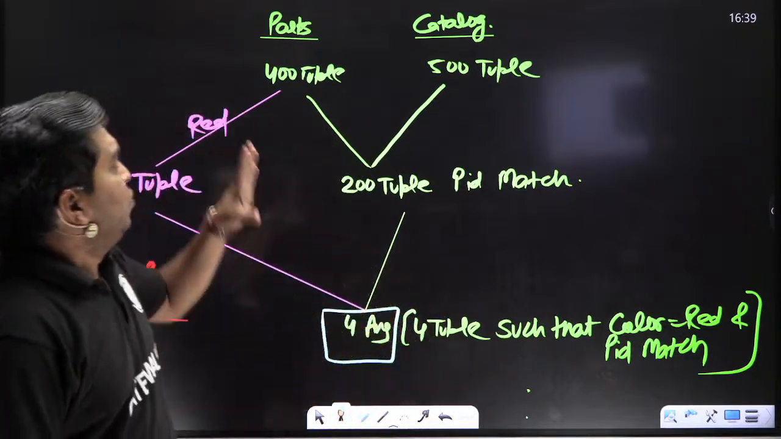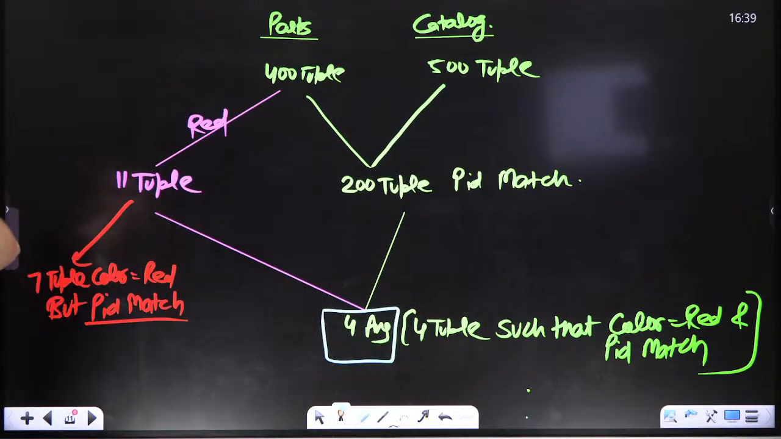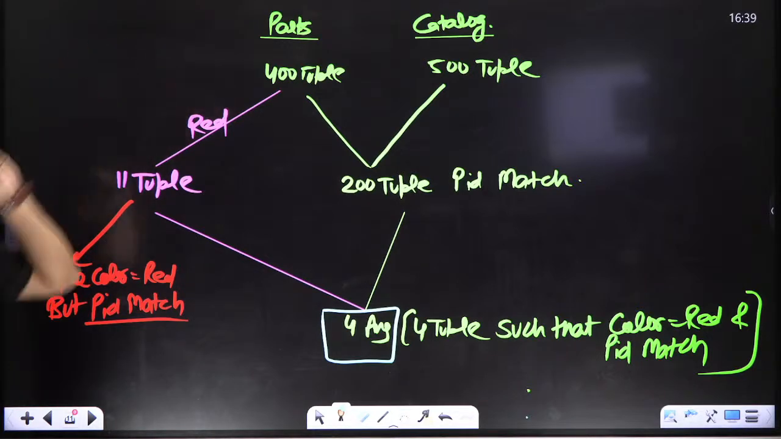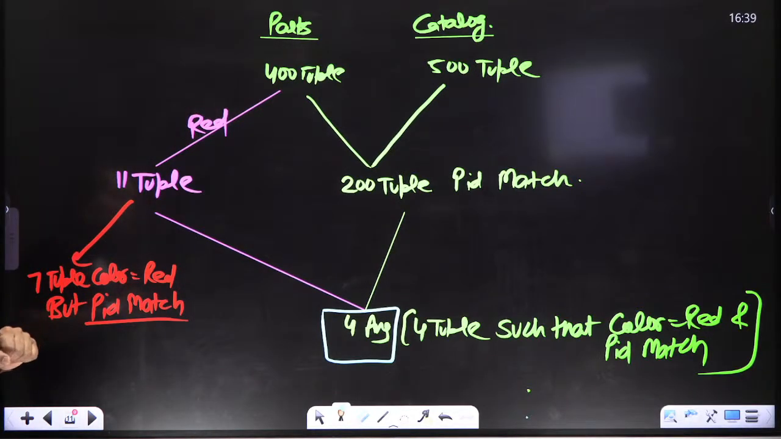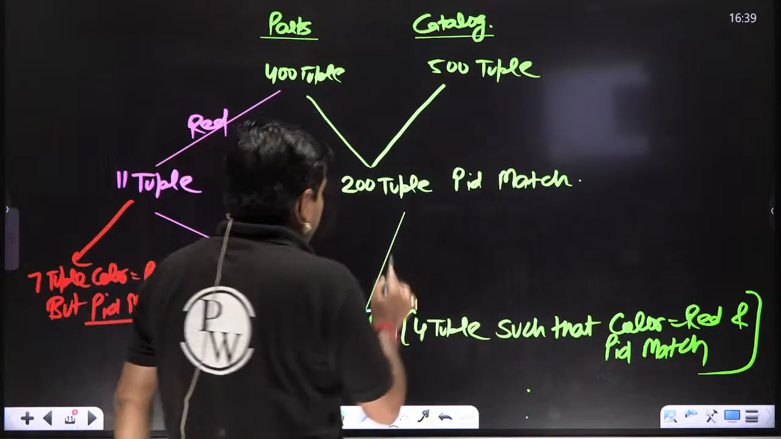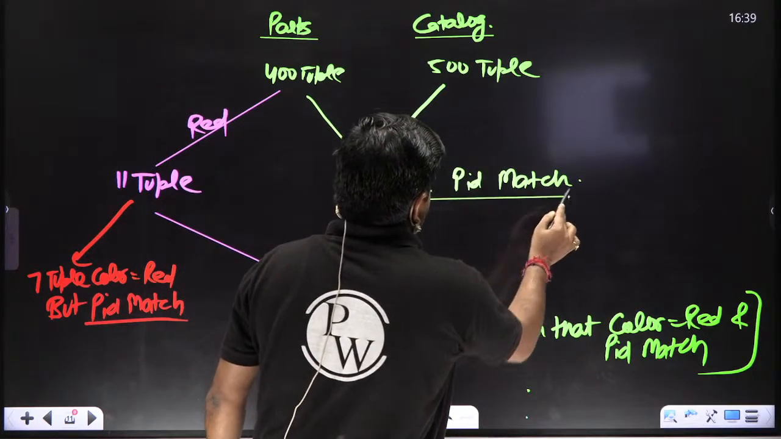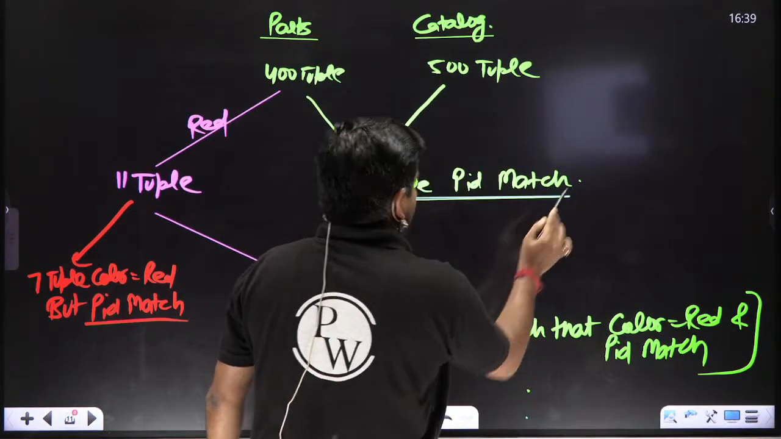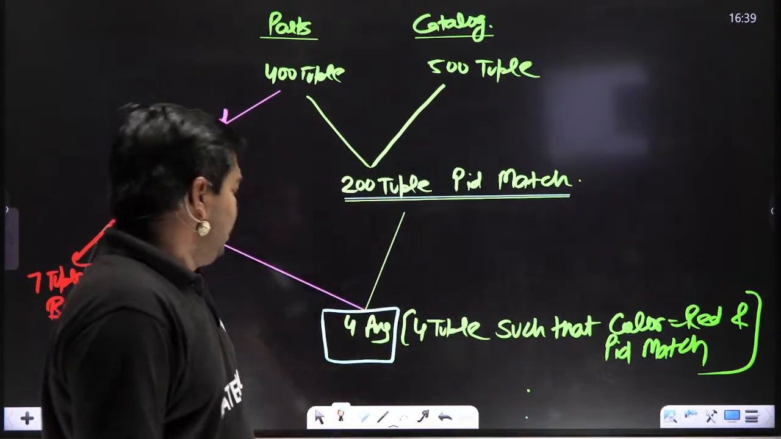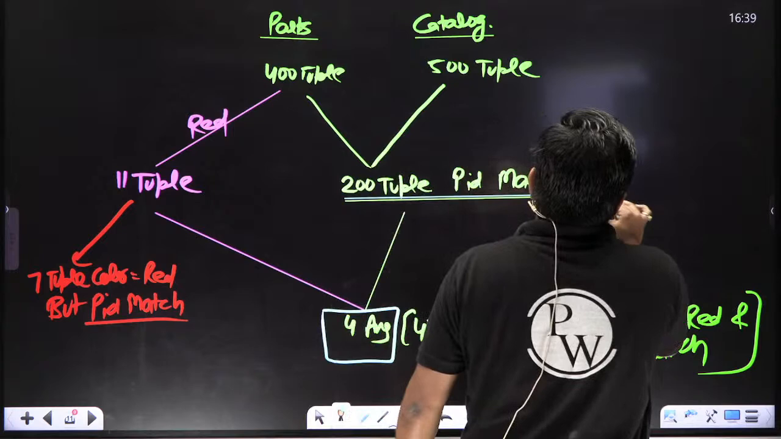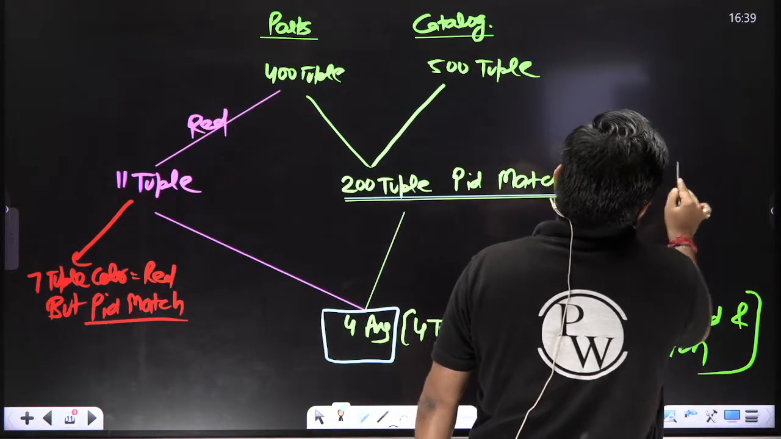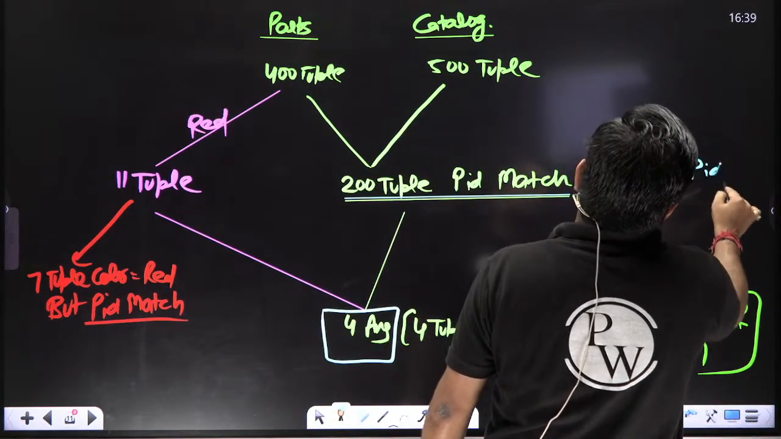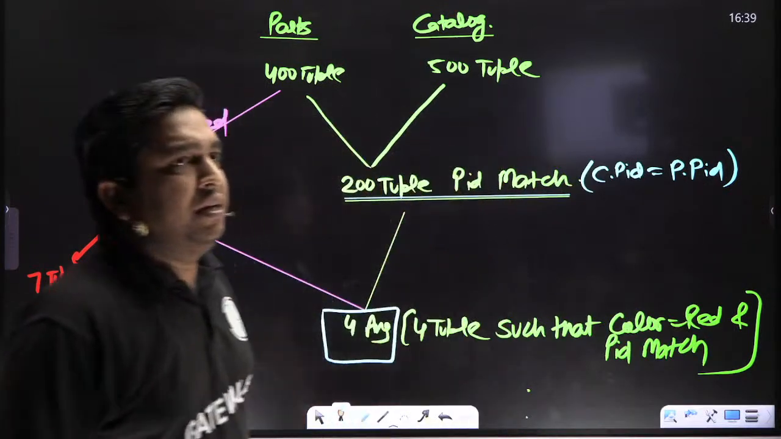Now listen, parts table and catalog table. There are 400 tuples in parts and 500 tuples in catalog table. And there are 200 tuples which are common, 200 tuples in which PID matches. PID match means C.PID equal to P.PID, that is, catalog.pid equal to parts.pid.